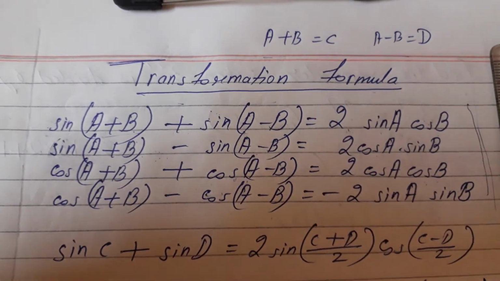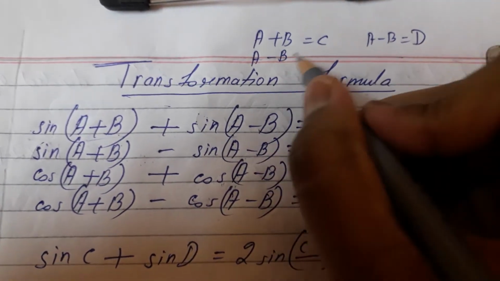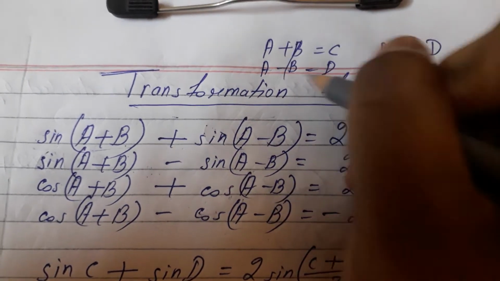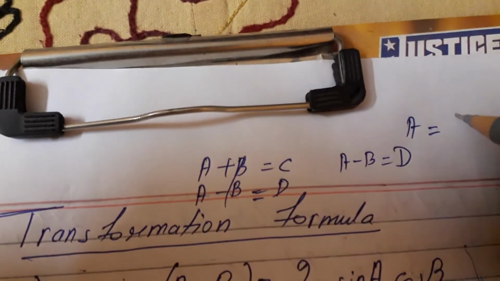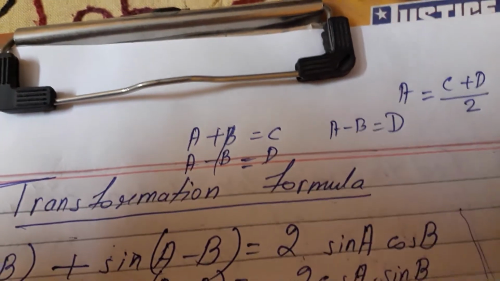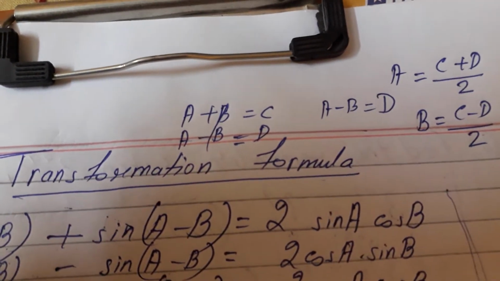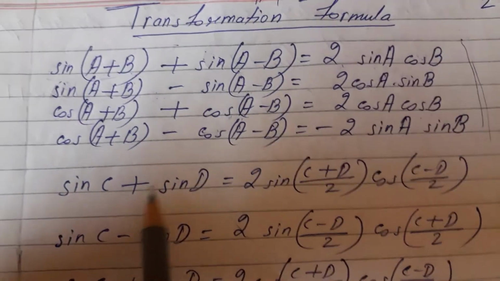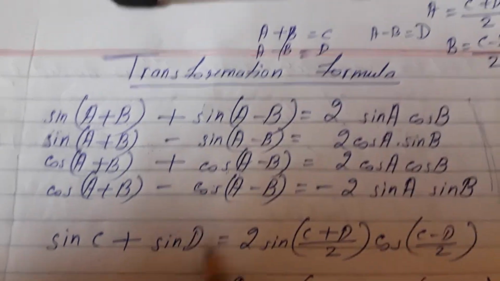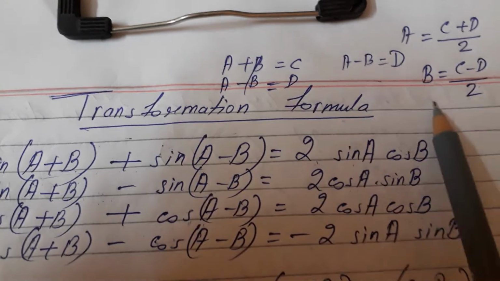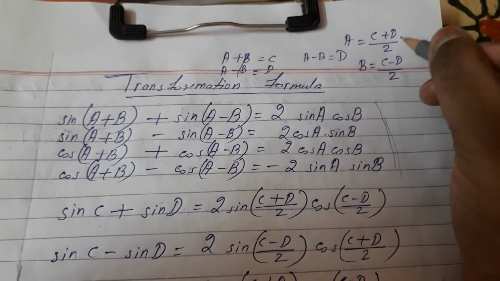Then we add both these sides. If we add, a plus b plus a minus b will be what? B will be cancelled out, and we will get a equals c plus d by 2. Similarly, we will get b equals c minus d by 2. That's it. Here we have taken a plus b as c and a minus b as d. Then if we add these two, we will get this. Nothing else, it's very simple. This is the transformation part.